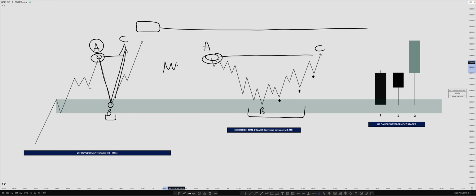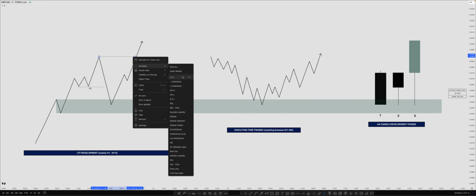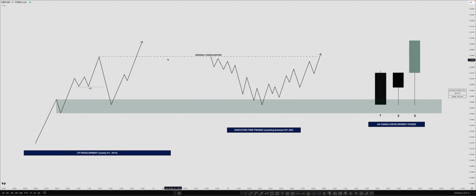Sometimes it is actual consolidation, like a proper buy-side liquidity pool, and sometimes it is just a simple type of a high. So a lot of traders confuse these parts as well. Remember that original consolidation can be a simple high, a simple structure, as well as a proper buy-side liquidity pool, proper sideways range consolidation type of a thing. So now that we have this out of the way, we can instantly mark this level right here as original consolidation.